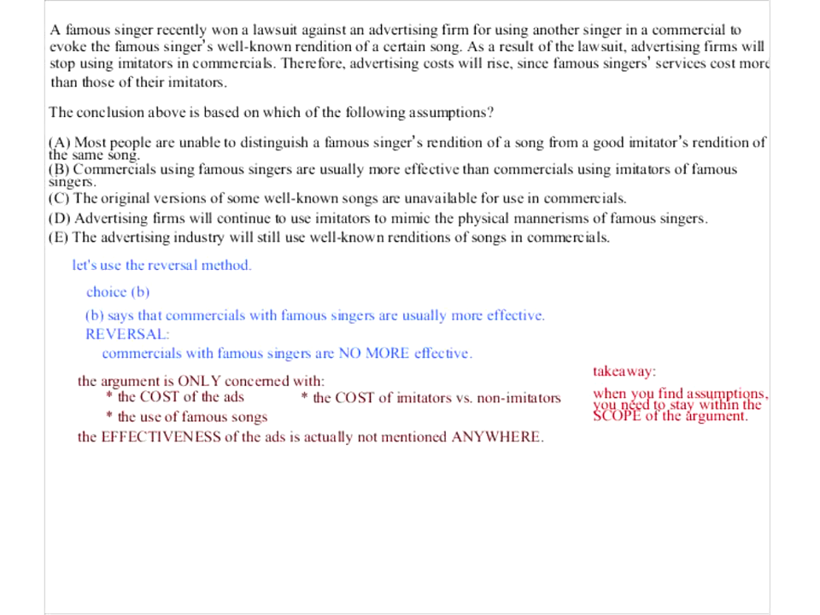Let's look at choice E. Choice E says that the advertising industry will still use famous singers. What's the reversal of this? Go ahead and type in the text box, please. What's the reversal of that statement? The reversal of the statement is the industry will no longer use famous singers.